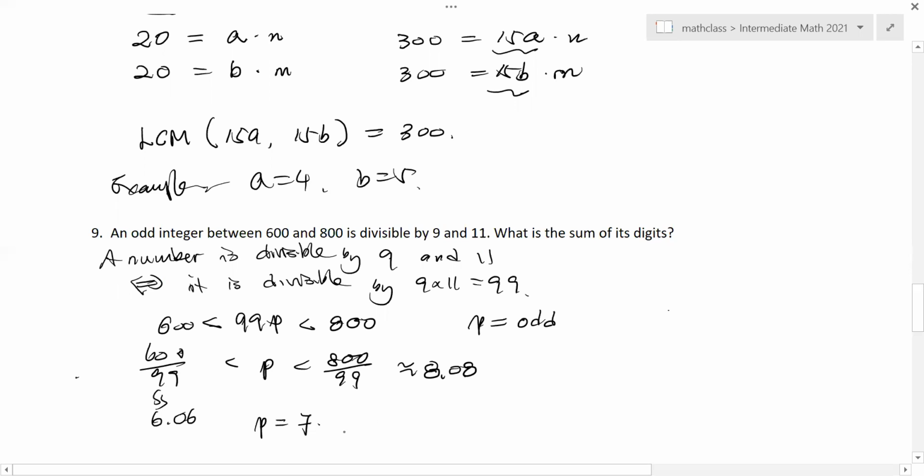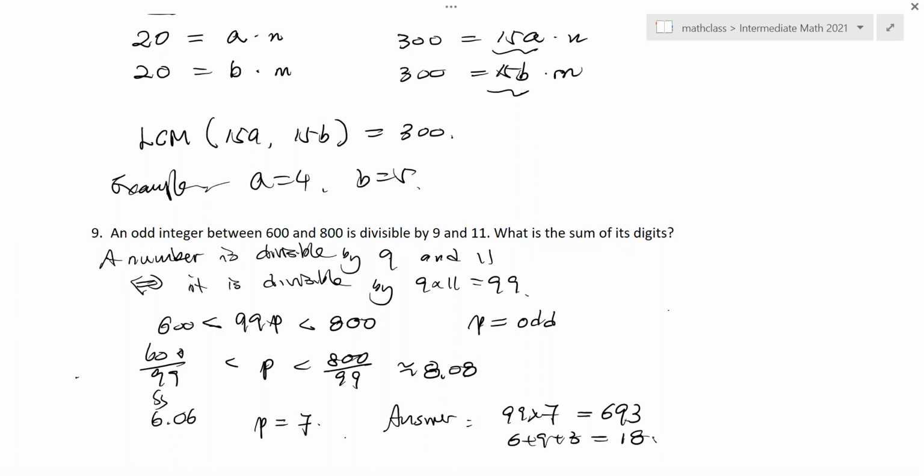So the number is 99 times 7, which is 693. So we find this number, and then you can add all the digits together: 6 plus 9 plus 3 is 18. So that is the unique number between 600 and 800 which satisfies the given condition. So the idea is, you express the number as a multiple of 99.